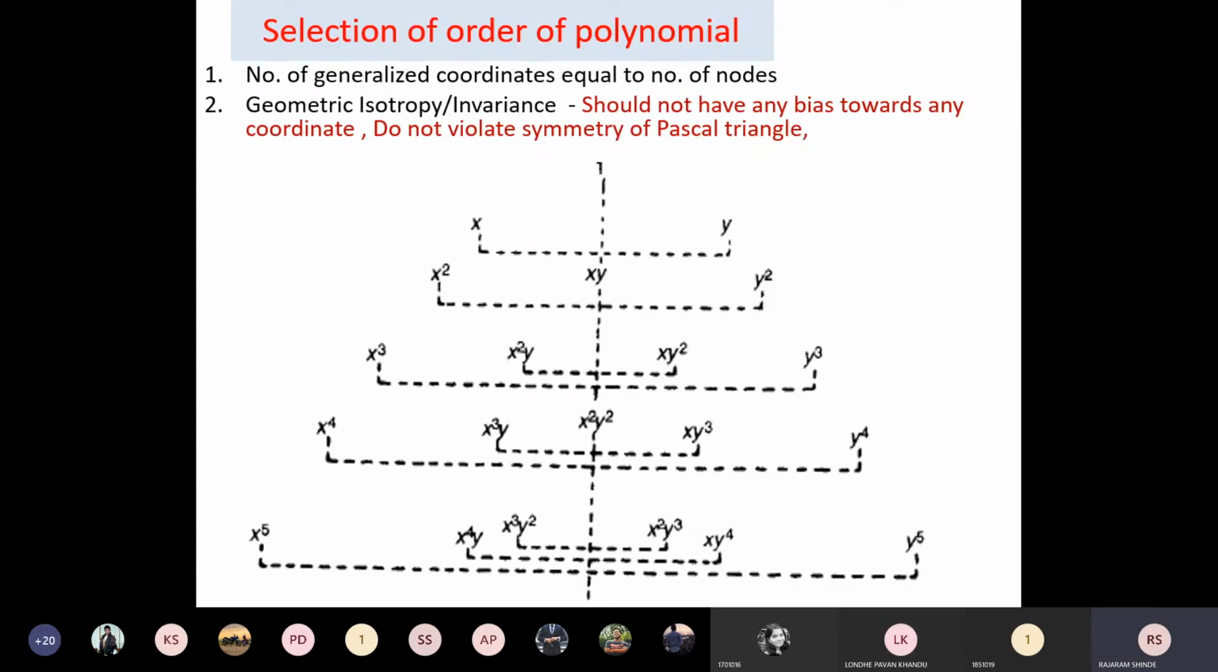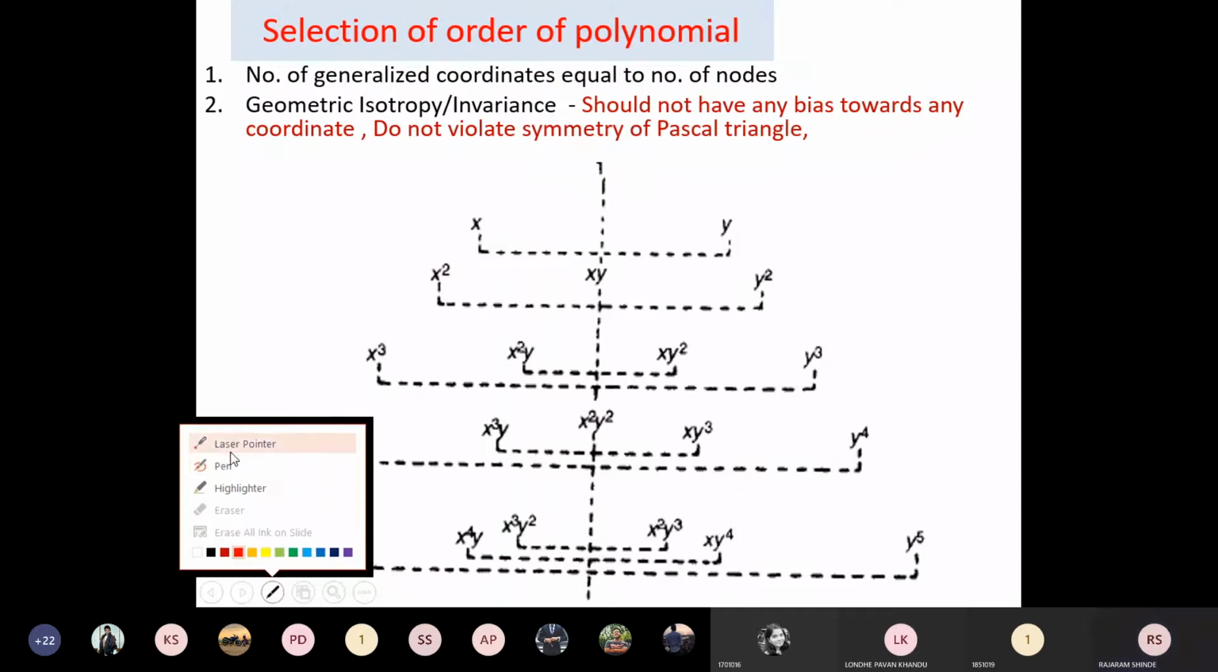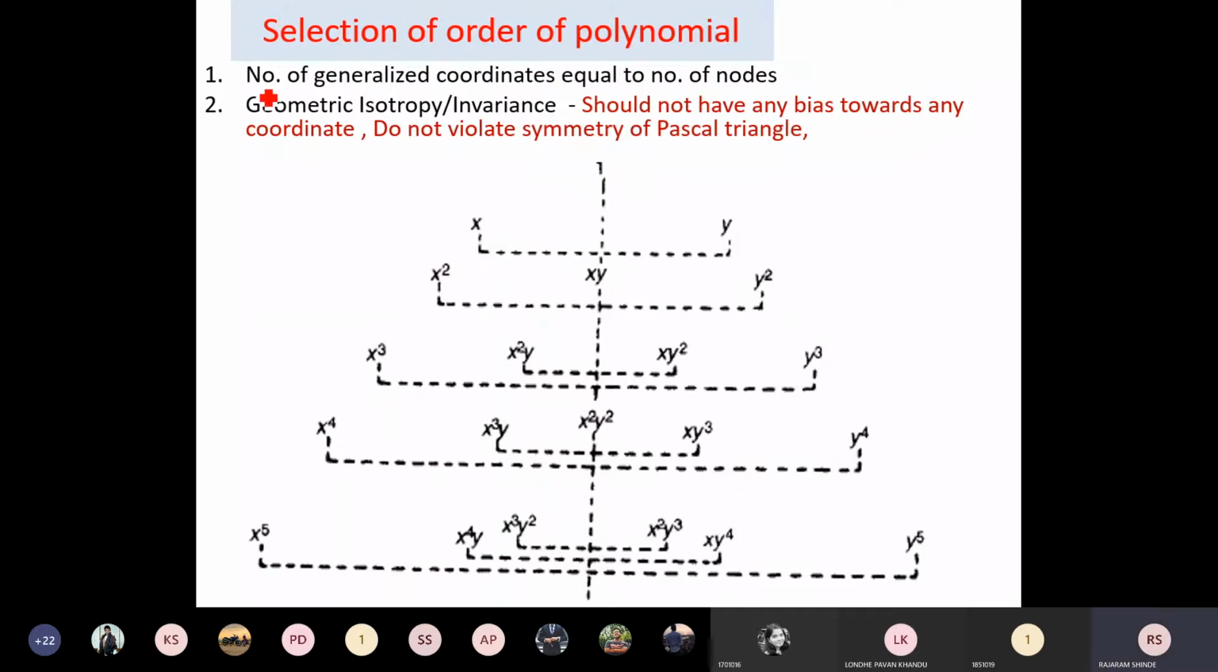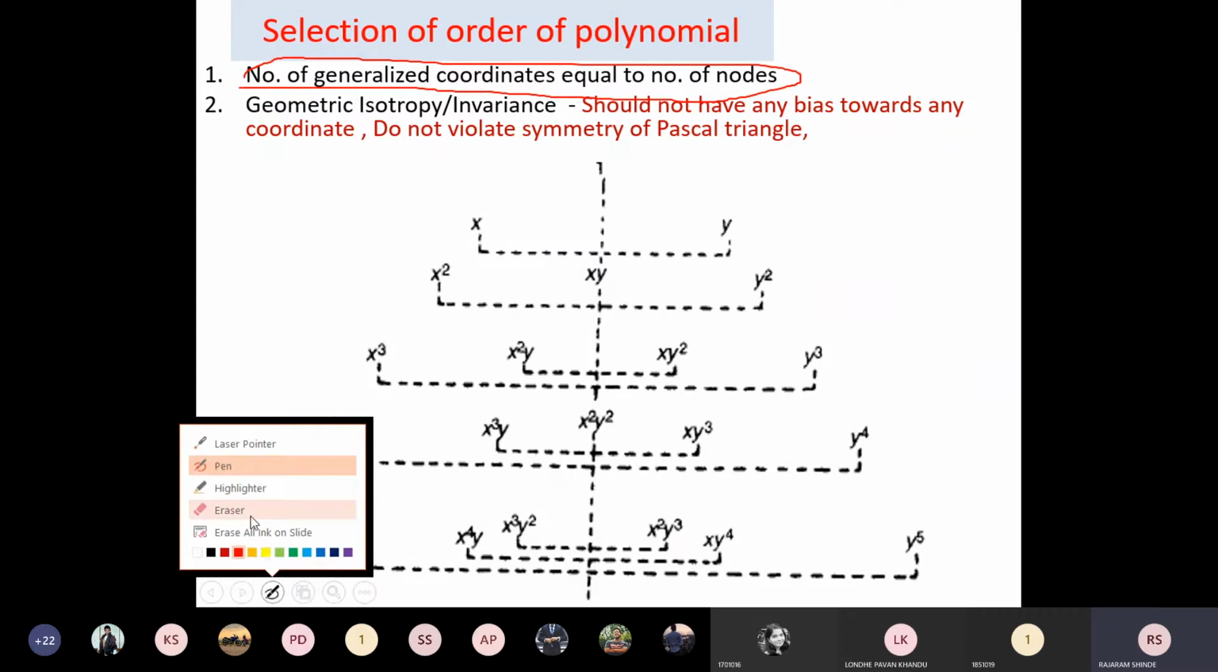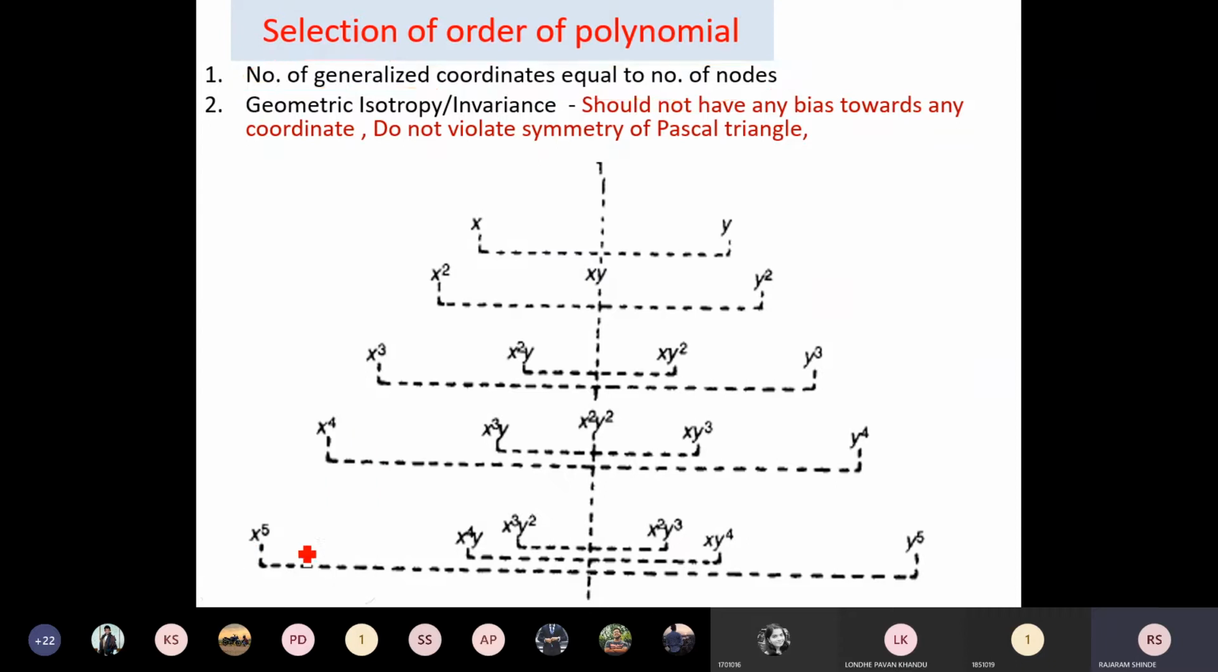Now see this selection of interpolation polynomial, or selection of order of interpolation polynomial. Generally it is used for writing the polynomial. Already I have discussed that the number of nodes is equal to the number of generalized coordinates. Already we have used this concept while writing this.